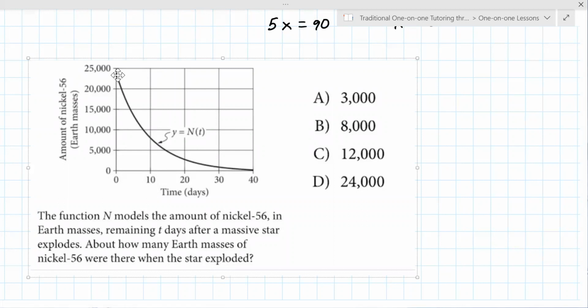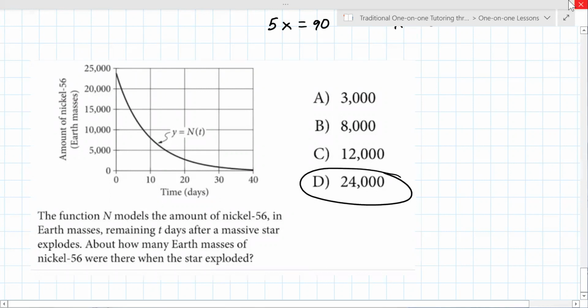The function N models the amount of nickel 56 in Earth masses remaining T days after a massive star explodes. About how many Earth masses of nickel 56 were there when the star exploded? D. Yes. Is that a hard question? No, you just gotta comprehend. You gotta read it a couple of times, right? Yeah.